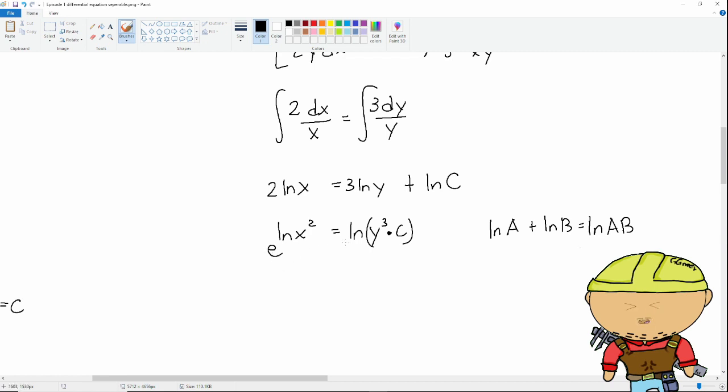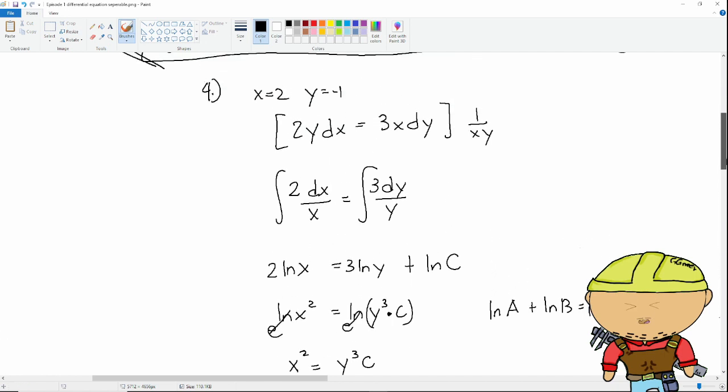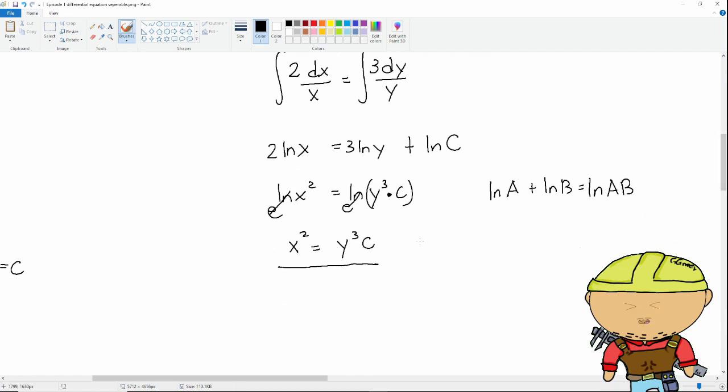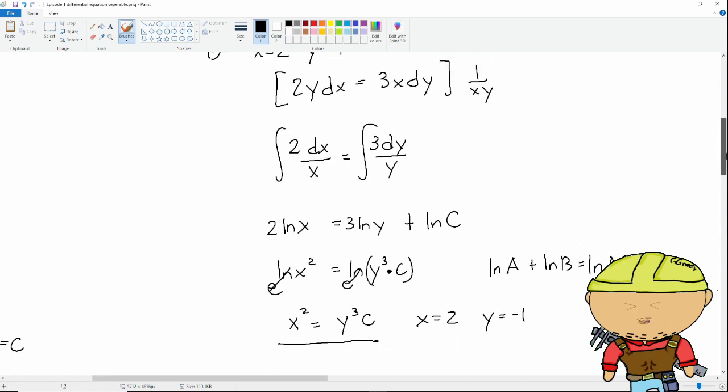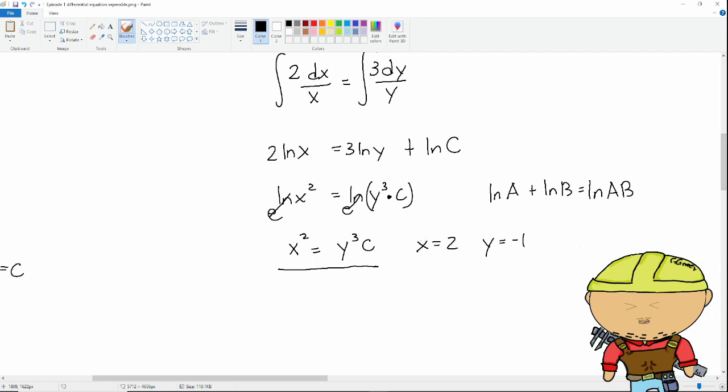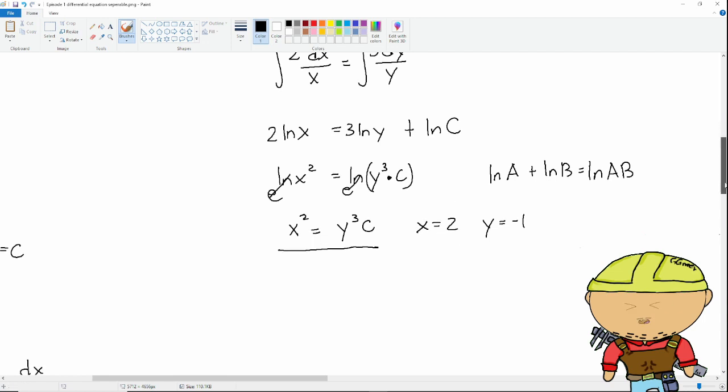Anyways, let's raise both sides to e, so we can cancel the natural logarithm. x squared will become equal to y cubed times c. This is now what we call the general solution. And in order to get the particular solution, we need to substitute our IVP into our general solution. So our IVP is x is equal to 2, y is equal to -1.